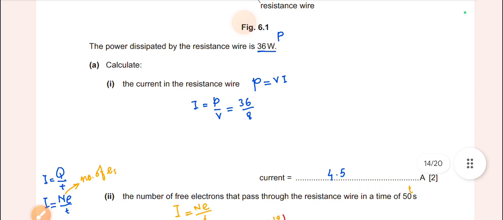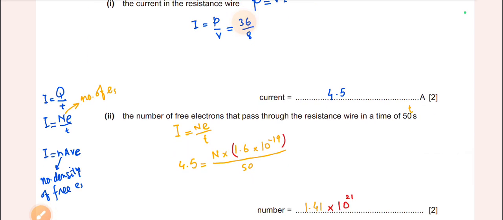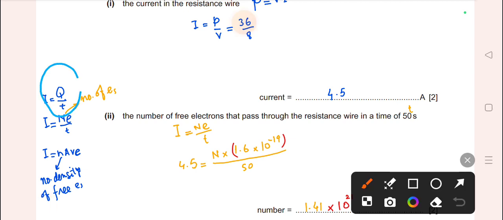Don't forget the unit. Number 2, the number of free electrons that pass through the resistance wire in a time of 50 seconds. So beta, as we know, the formula for current is I is equal to Q over T. When we say the current is flowing, we have two formulas for current. The one is I is equal to nAve, where the small n is the free electron density. The number of free electron density is not being asked, so we are not going to use this formula. Then we will go back to I is equal to Q over T.